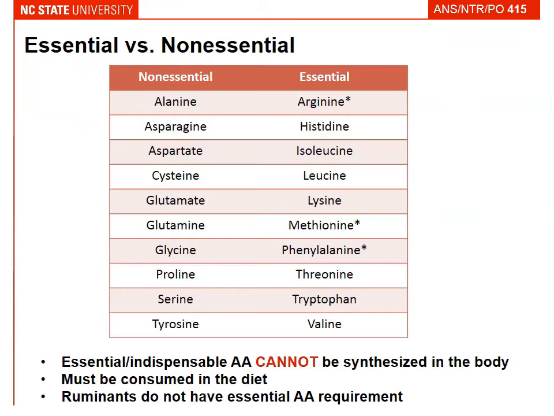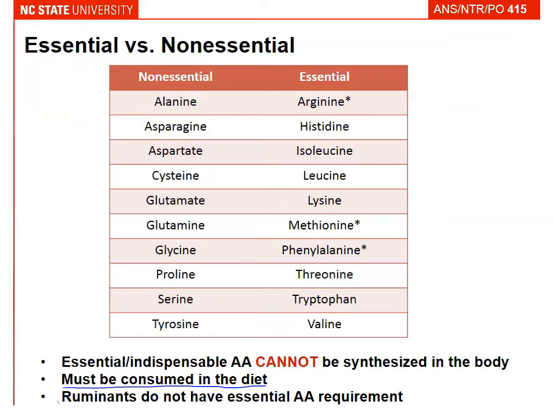So the amino acids also have different categories that we split them up into, based off of if our bodies can make them or not. If our bodies are unable to synthesize those amino acids, those are referred to as essential, meaning that they must be consumed in the diet. So we cannot synthesize them at all. Our non-essential are ones that we can synthesize if we have the precursors for them.